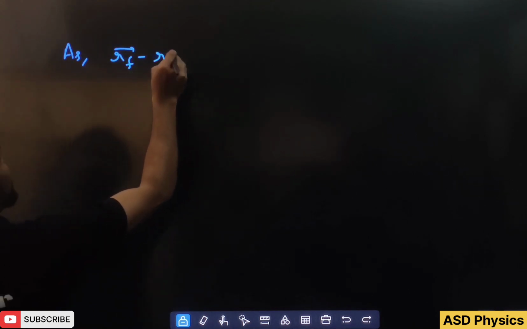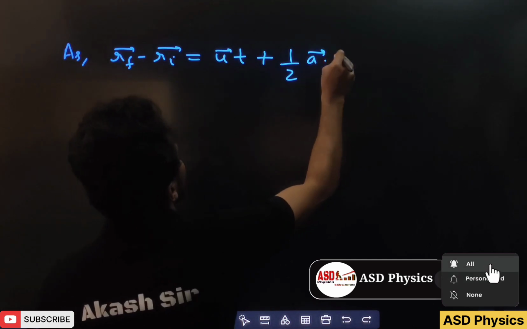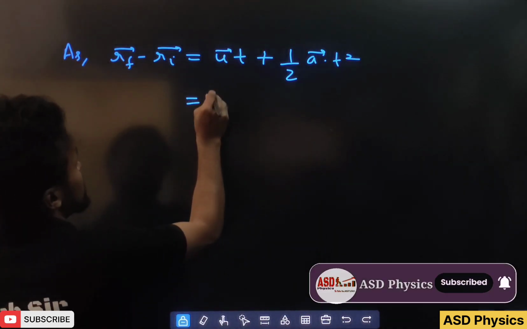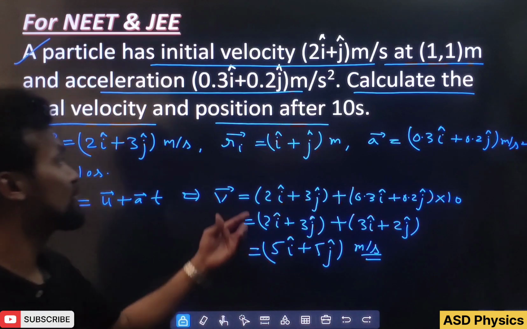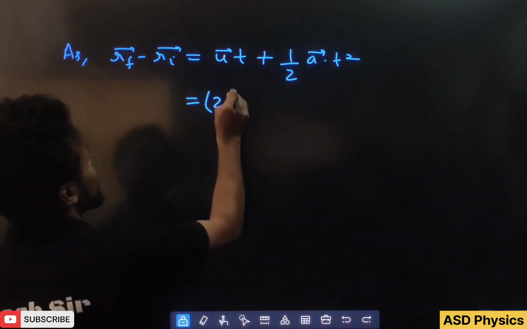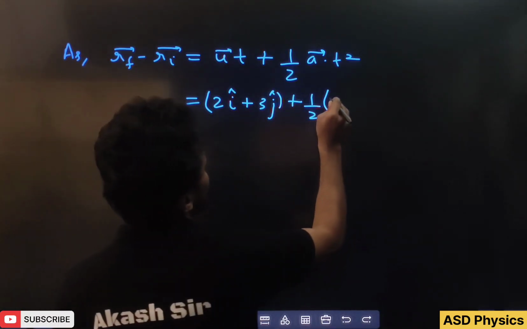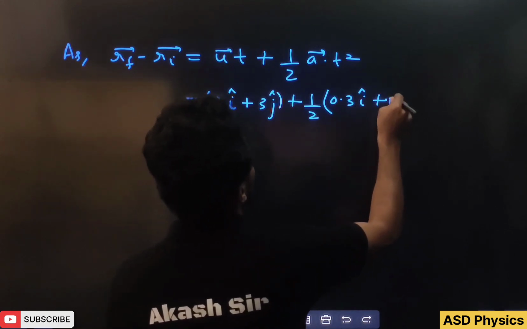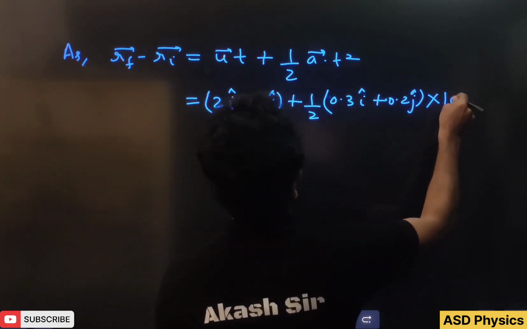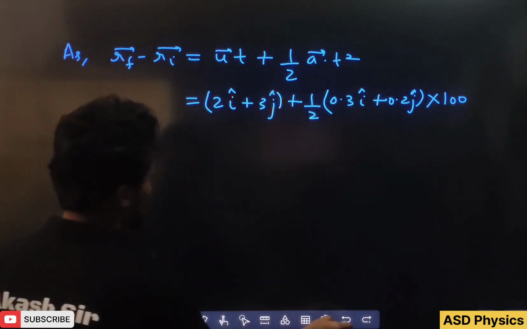Okay, so see here, students. As we know very well, delta R, that means RF minus RI, is equal to ut plus half at square. Vector u, as we remember very well, is 2i cap plus 3j cap. We should not make the mistake. So 2i cap plus 3j cap times t, plus half, and vector a is 0.3i cap plus 0.2j cap, and t square is 100. Now students, you have to simplify this and get the value of RF.